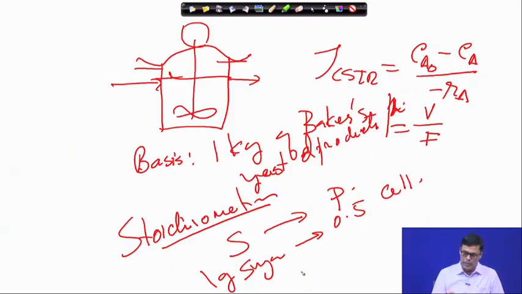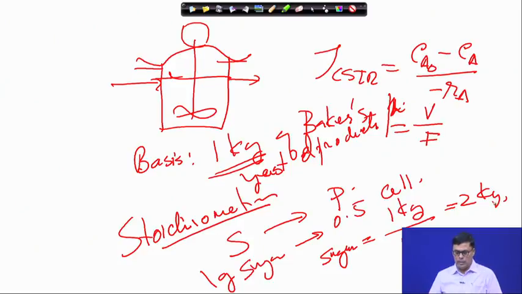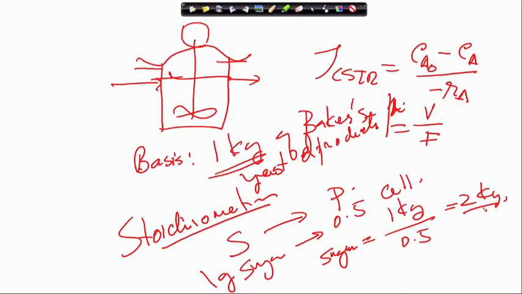So suppose for 1 kg of Baker's yeast, how much sugar is required? This is 1 kg divided by 0.5, which is equal to 2 kg. Am I right? Now, the 1 kg of Baker's yeast you want to produce per hour means 2 kg of sugar is required per hour. But this is provided your conversion is 100%, and usually your conversion cannot be 100%, maybe 95% or 98%. So again you divide by that factor, maybe 98%.